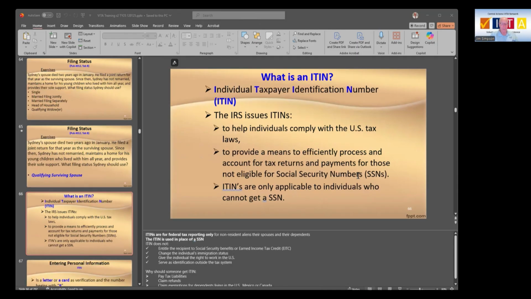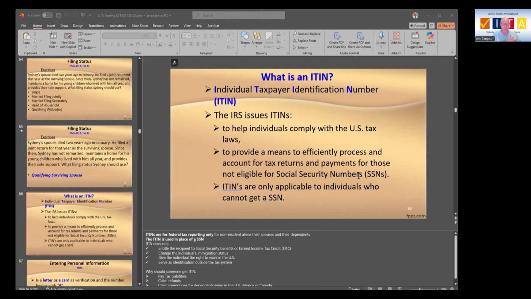Okay, that was filing statuses. So now let's look at a couple of other things here too. What is an ITIN? I'm going to go over this fairly quickly. We don't see a lot of these, but you should at least be aware of it. And usually get your site coordinator involved, but you should at least be aware of what an ITIN is and what it's used for.